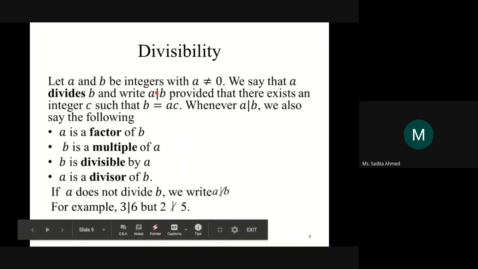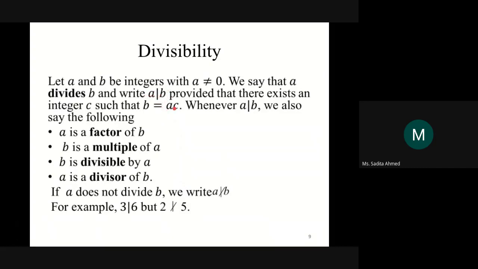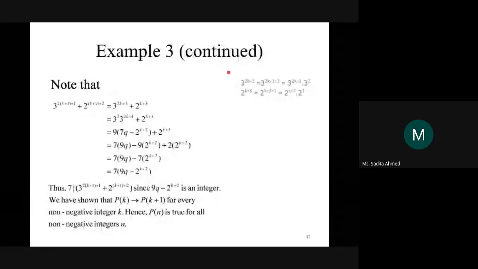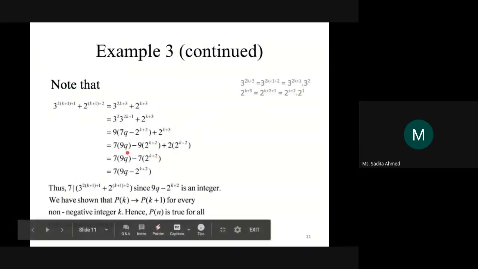If we say that a divides b, it means that b is equal to ac for some integer c. Now is that clear? Yes, Miss. Okay, any other questions regarding the proof though? All right then. So I'm assuming that you guys all understood it.